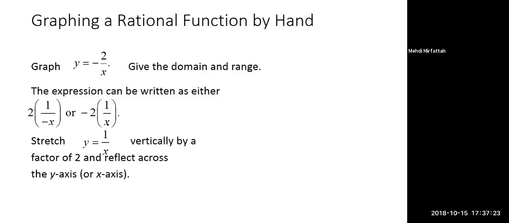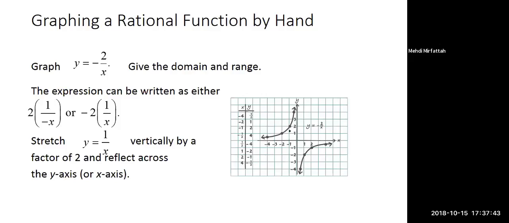So the graph of y equals 1 over x is, in this case, stretched vertically by a factor of 2, because we have this 2 here, and reflected across the x-axis because of the minus. If you take a look at the graph of the function, you see that it would be identical to the graph of y equals 1 over x. However, you're going to see the stretch with a factor of 2 and also the reflection across the axis. The domain and range would be from negative infinity to 0 and 0 to positive infinity.